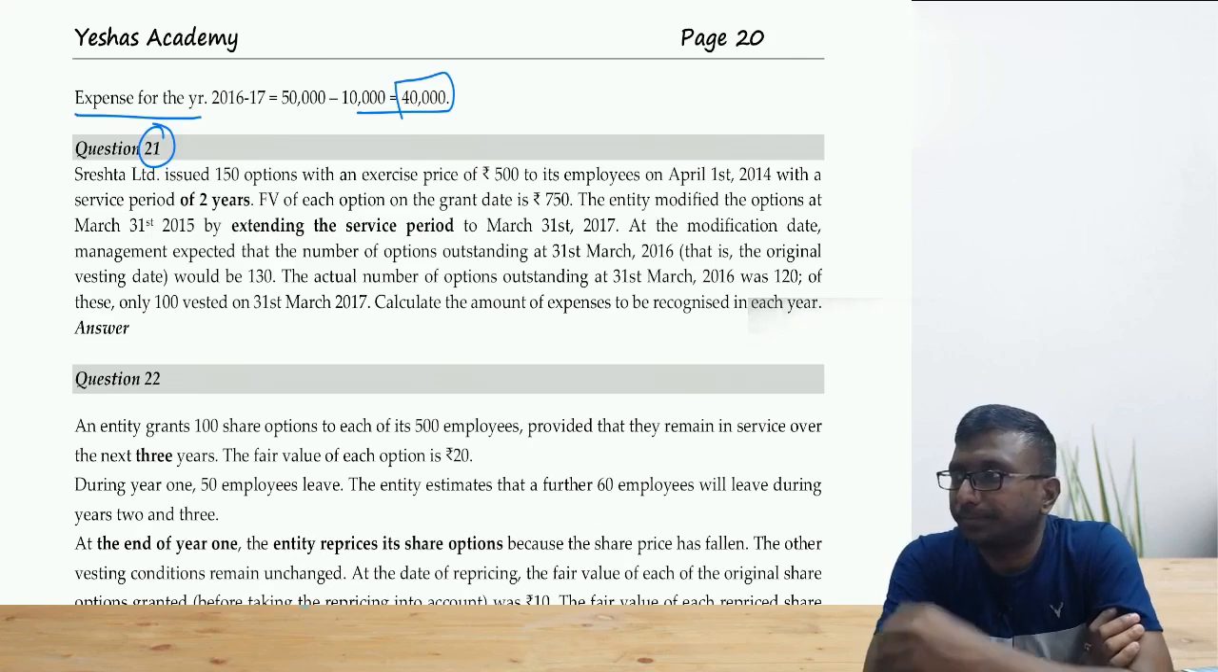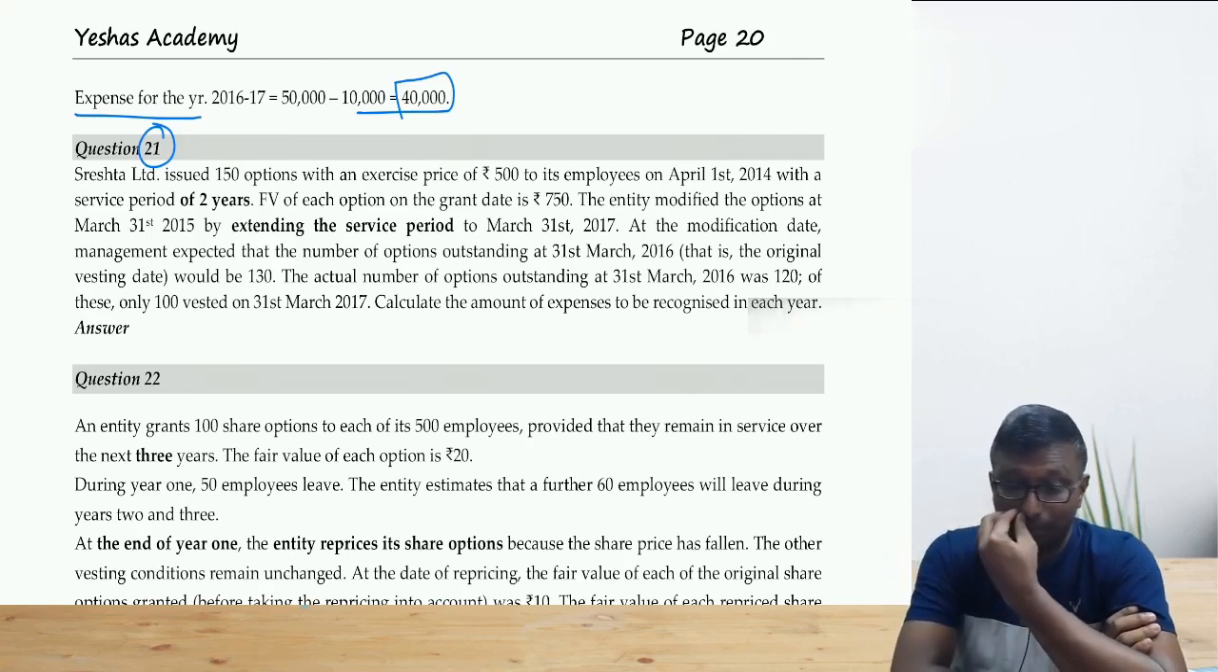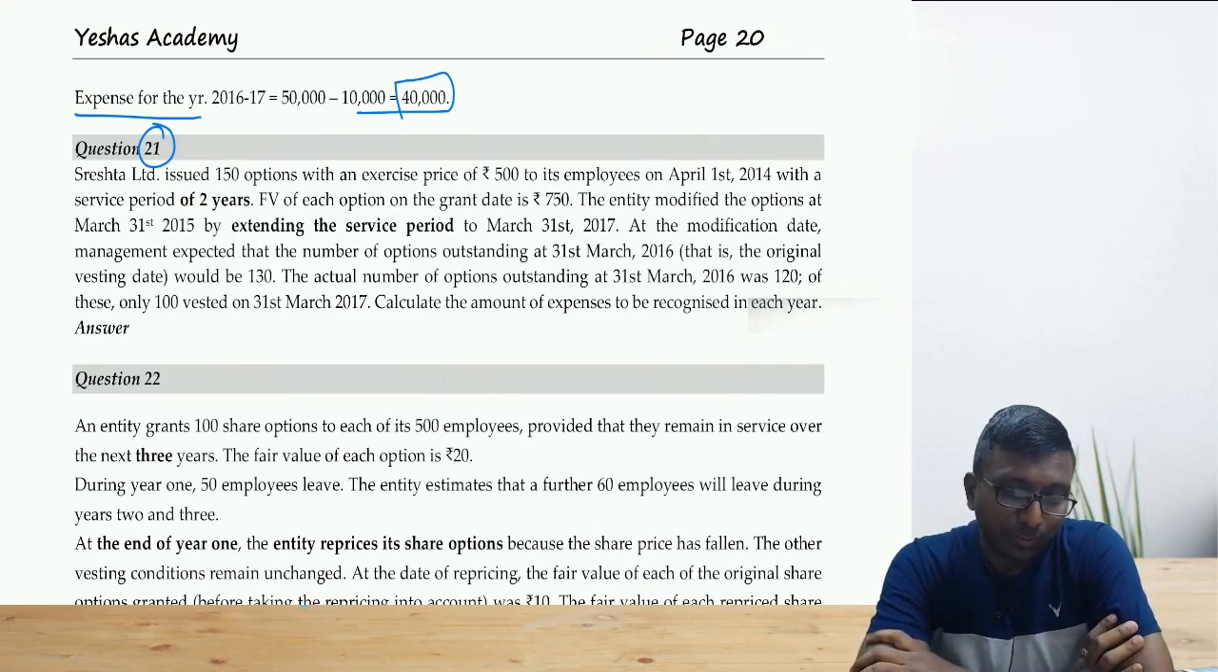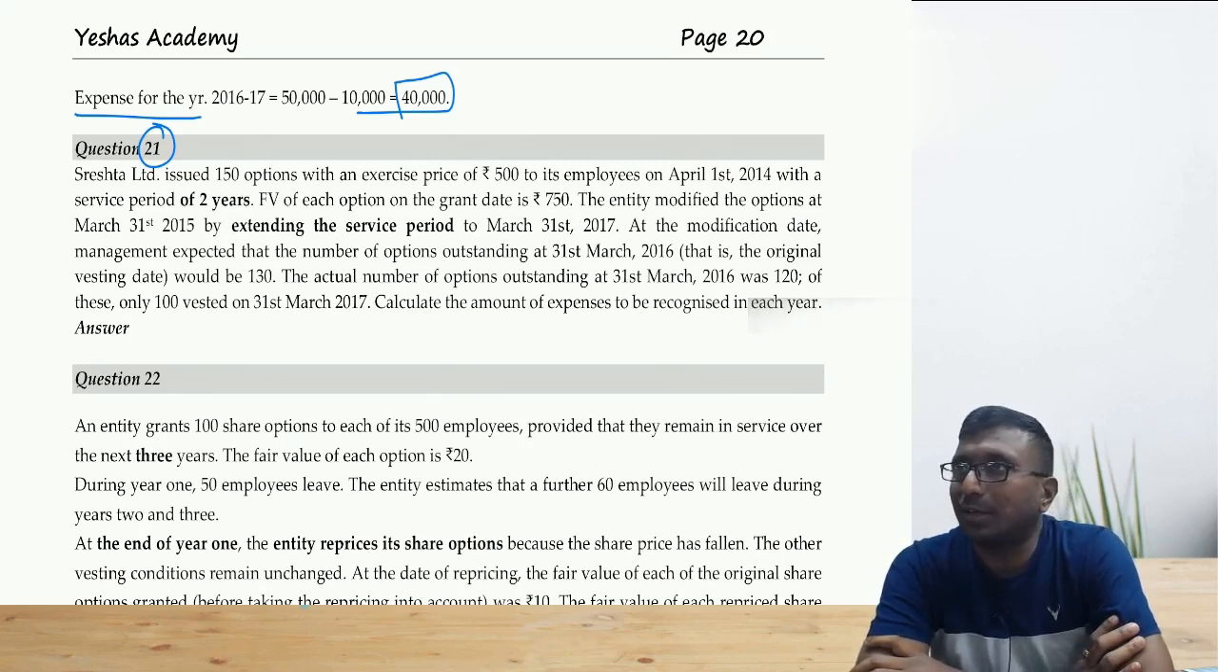You read the sum? Is it favorable or unfavorable? Unfavorable. What is happening? 150 options with exercise price of 500 rupees to employees on April 1st, 2014 with a service period of 2 years. Fair value of each option on the grant date is equal to 750. The entity modified the option at the 31st March 15 by extending the service period to 31st March 2017. Actually it should be 31st March 16, but they extended it by 1 year.